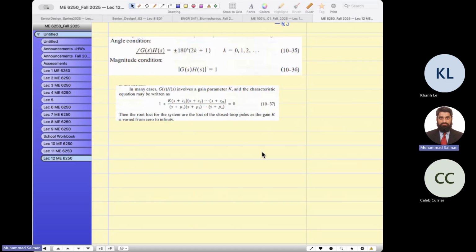So GH is a transfer function. If H equals 1, that means a unity feedback transfer function or control system. And if G has a gain K over here, what happens to the poles of the characteristic equation? These are the poles when you change the gain from 0 to infinity, and where do the poles go? And today we will start with an example here.